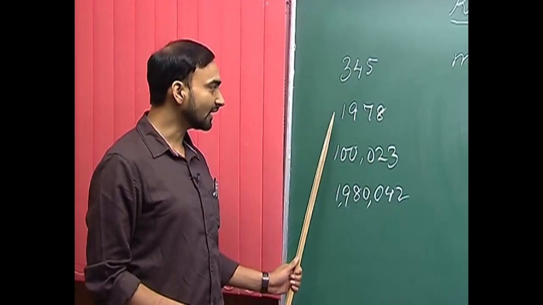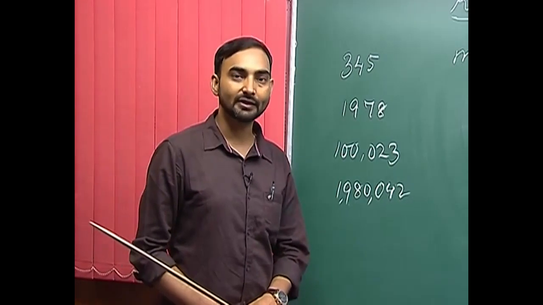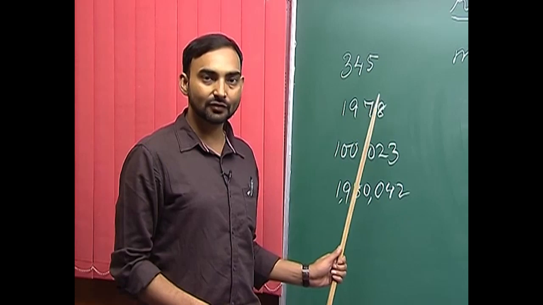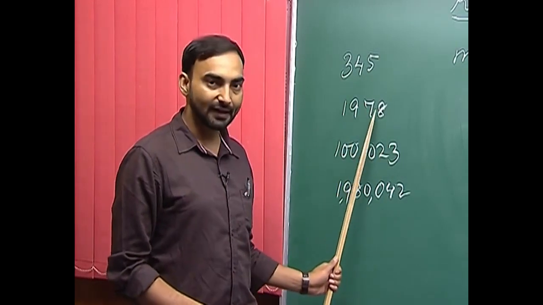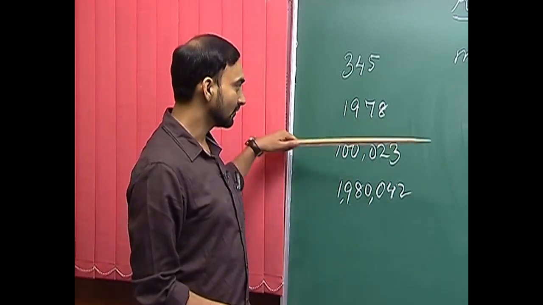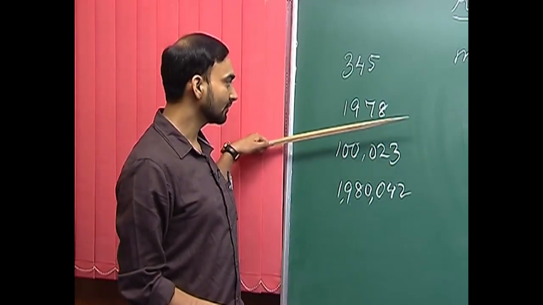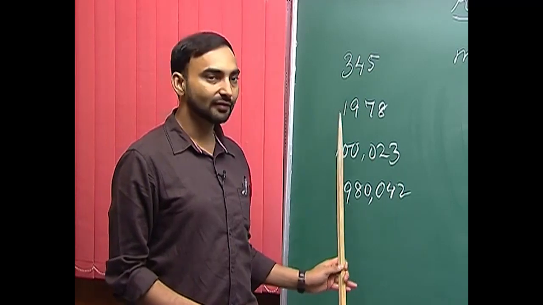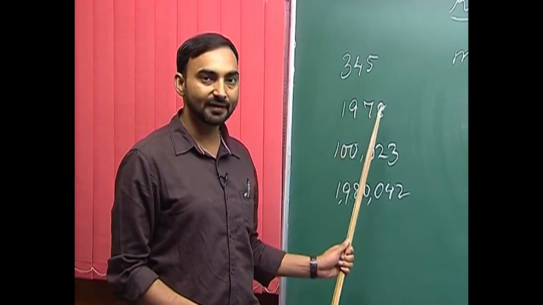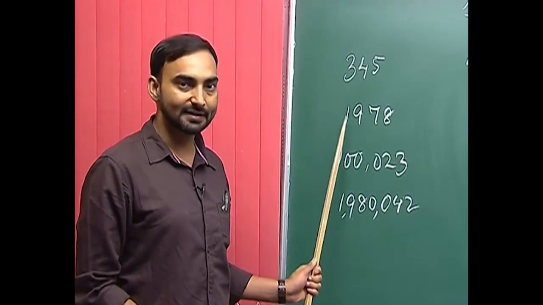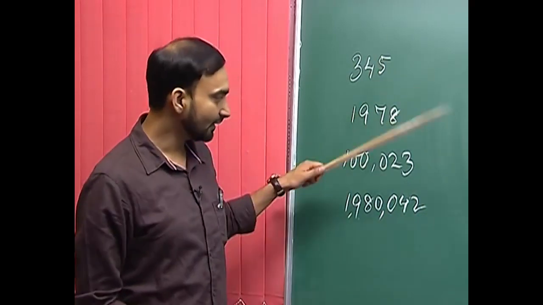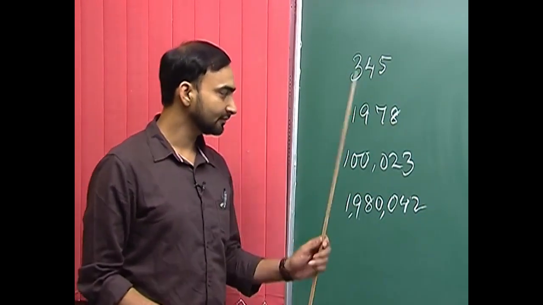The second number I have written here is 1978. How do you say 1000 in Russian? Тысяча. 900, 70 and 8. So, how do we say 1978 in Russian?